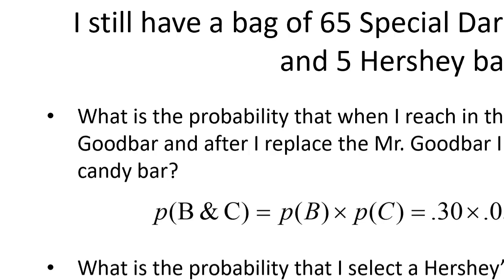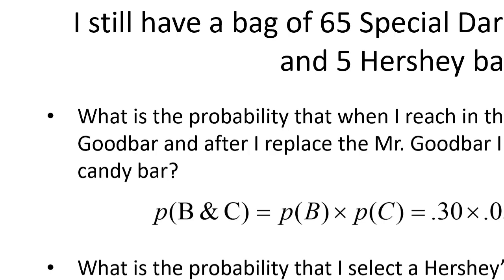We could also ask something like, what's the probability that I select a Hershey's bar, a Special Dark, and then a Mr. Goodbar. Assuming sampling with replacement here, we could multiply the three probabilities together, and we would see that that is likely to happen less than 1% of the time.